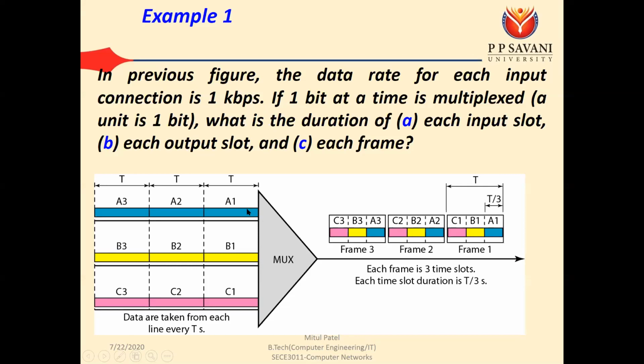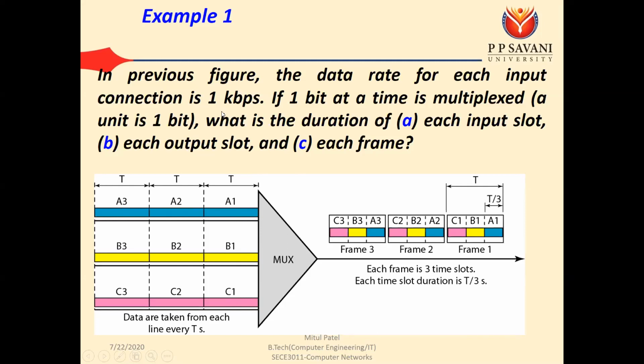So here, what is the time of A1? 1 millisecond. B1 is 1 millisecond, C1 is also 1 millisecond. So this is the bit duration for 1 bit. The input slot duration means the duration of 1 bit. So A1, B1, C1 each have 1 bit duration, and likewise A2, B2, C2 and A3, B3, C3.